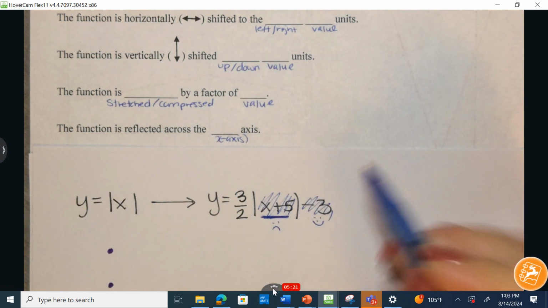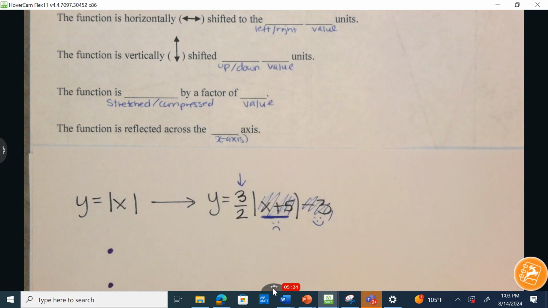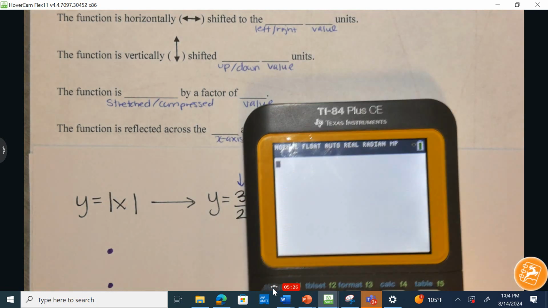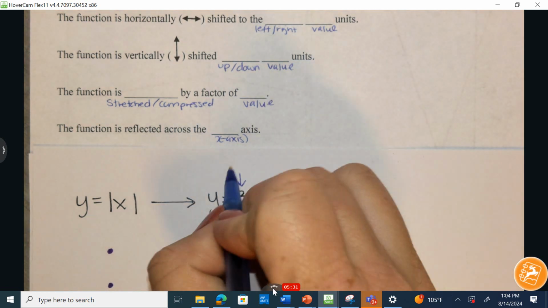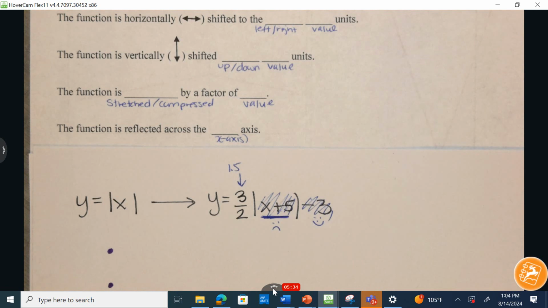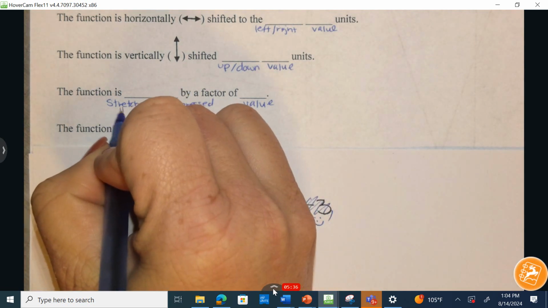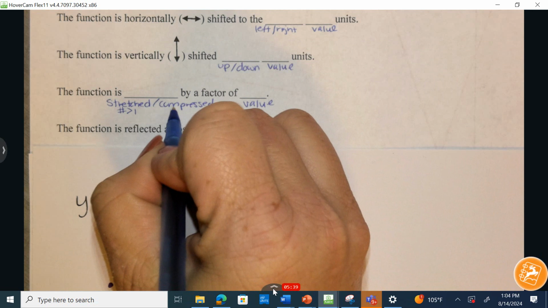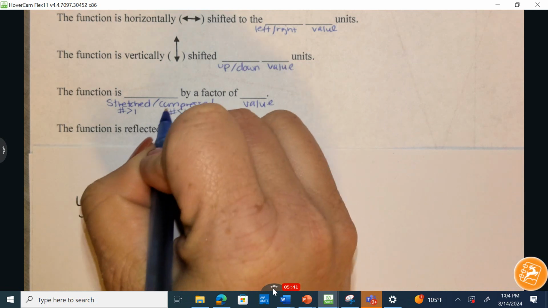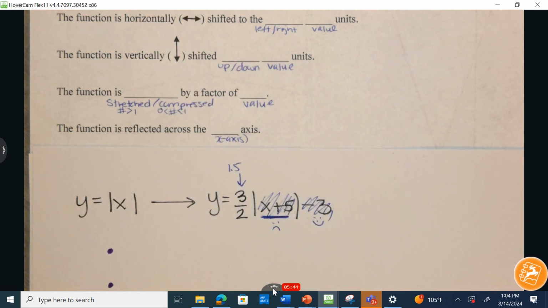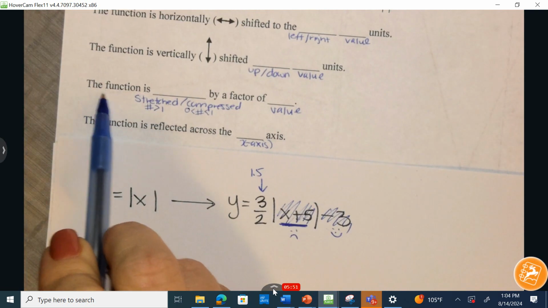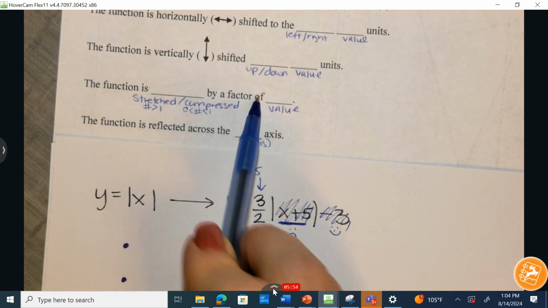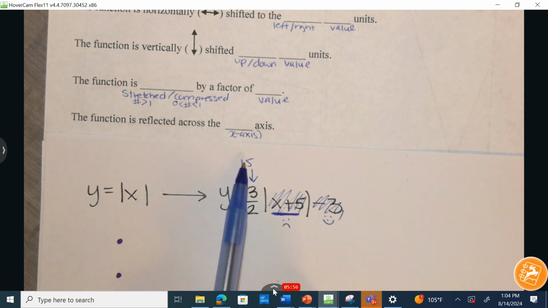Done with this. Now, we need to decide, is a value out front, if one exists, greater than 1 or less than 1? If you don't know, type it up in your calculator. Okay, 3/2 is the same as 1.5. Anything greater than 1 is considered to be a stretch. So I'm going to write, if a number is greater than 1, it's a stretch. If a number is less than 1 and greater than 0, it's considered to be compressed. All right. Since 3/2 is greater than 1, my third dot would be the function is stretched by a factor of 3/2. Or you could write 1.5.